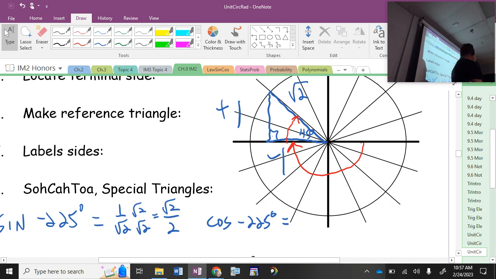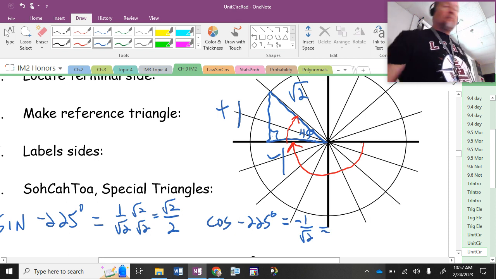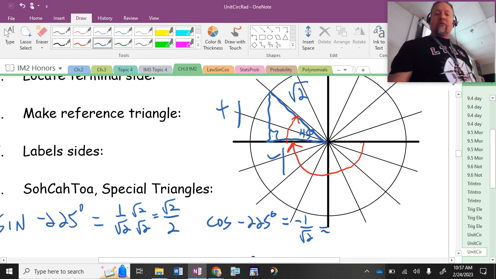All right. What's cosine? All right. That's negative 1 over root 2. And this is what I mean. What does negative 1 over root 2 become? I just rationalize it over here. So what does it become? Negative root 2 over 2.